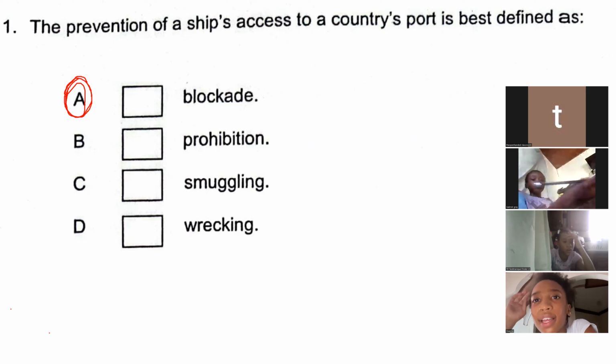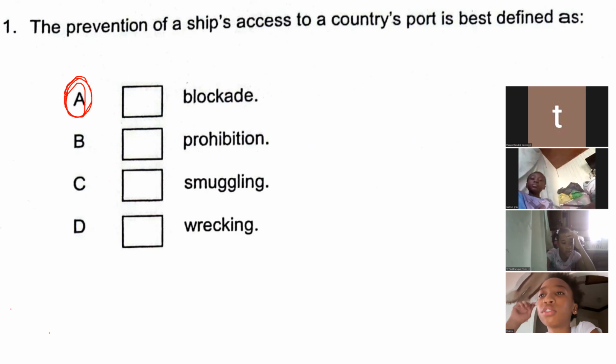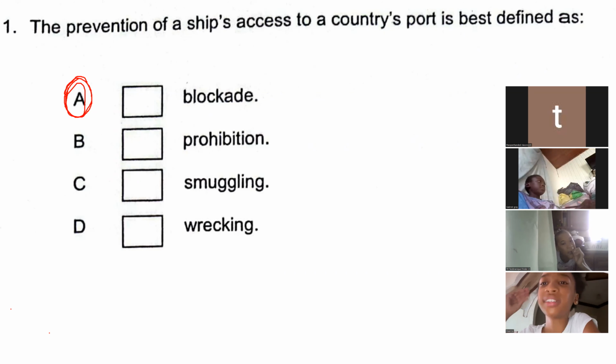Number 1. The prevention of a ship's access to a country's port is defined as: A. Blockade, B. Prohibition, C. Smuggling, D. Wrecking. The answer is A. Blockade.